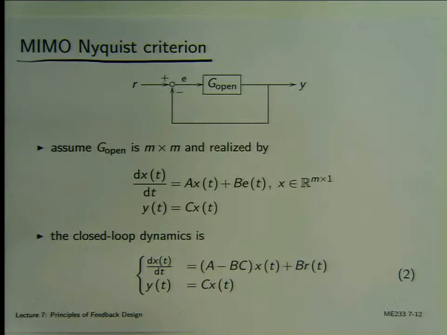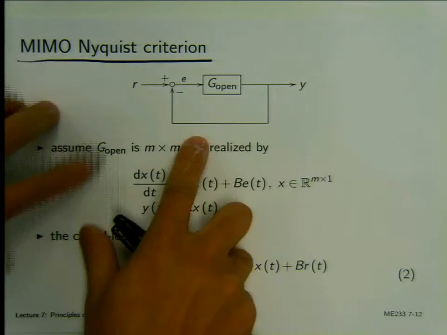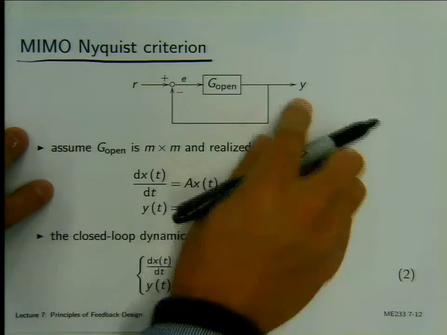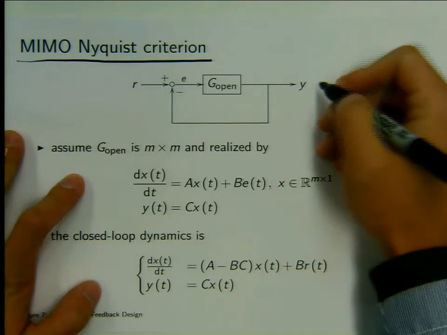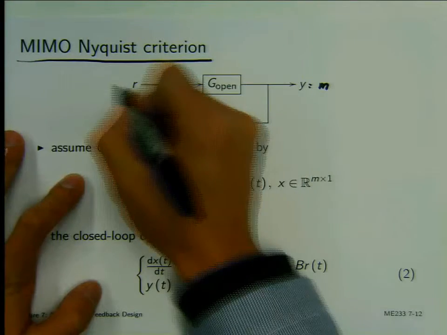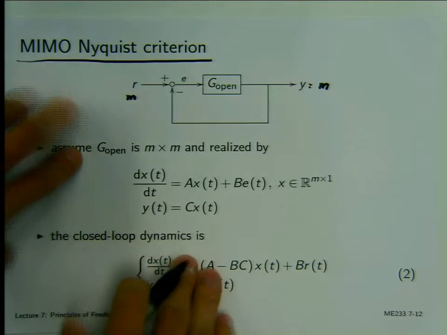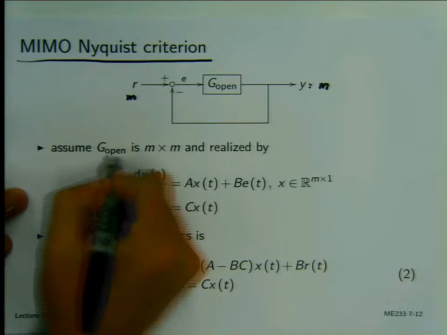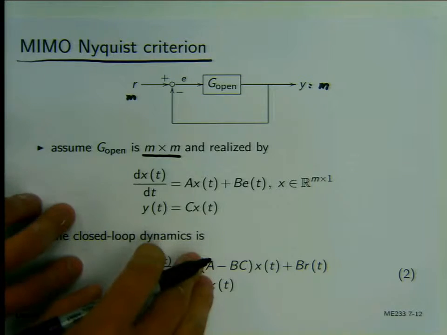For multiple-input multiple-output systems, the Nyquist criterion will become a little bit different. So let me start with this general block diagram for a multiple-input, multiple-output system, where these signals R, E, and Y are both vectors. I'm assuming in this case Y is M-dimensional, and R is also M-dimensional. So E becomes also M-dimensional. So G open will be an M by M transfer function matrix.